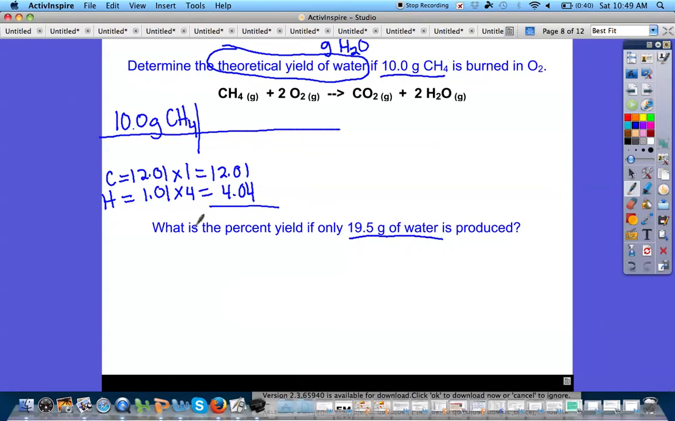Add these together and we're going to get 16.05 grams per mole for our molar mass. So 16.05 grams of CH4 is what 1 mole of CH4 has a mass of.